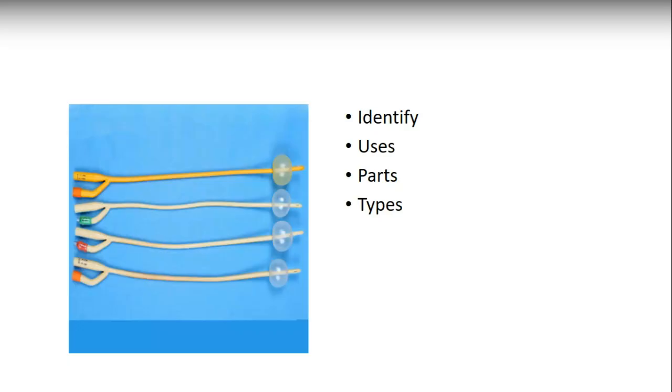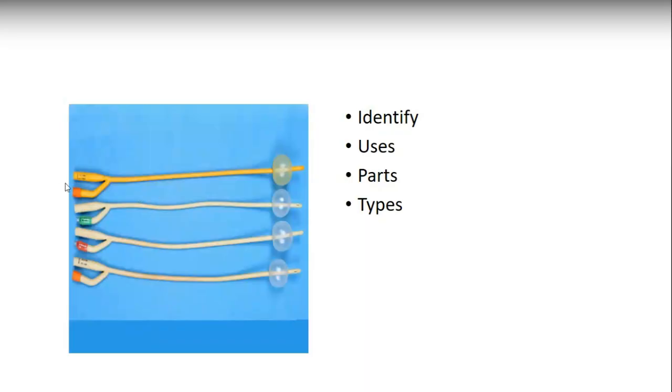So what are the types of Foley catheter? What are the types of catheter you know? Can you try? Three-way catheter and two-way catheter. Okay, we have a three-way catheter, we have a two-way catheter, we have a one-way catheter. That's type: one-way catheter, two-way catheter, three-way catheter.